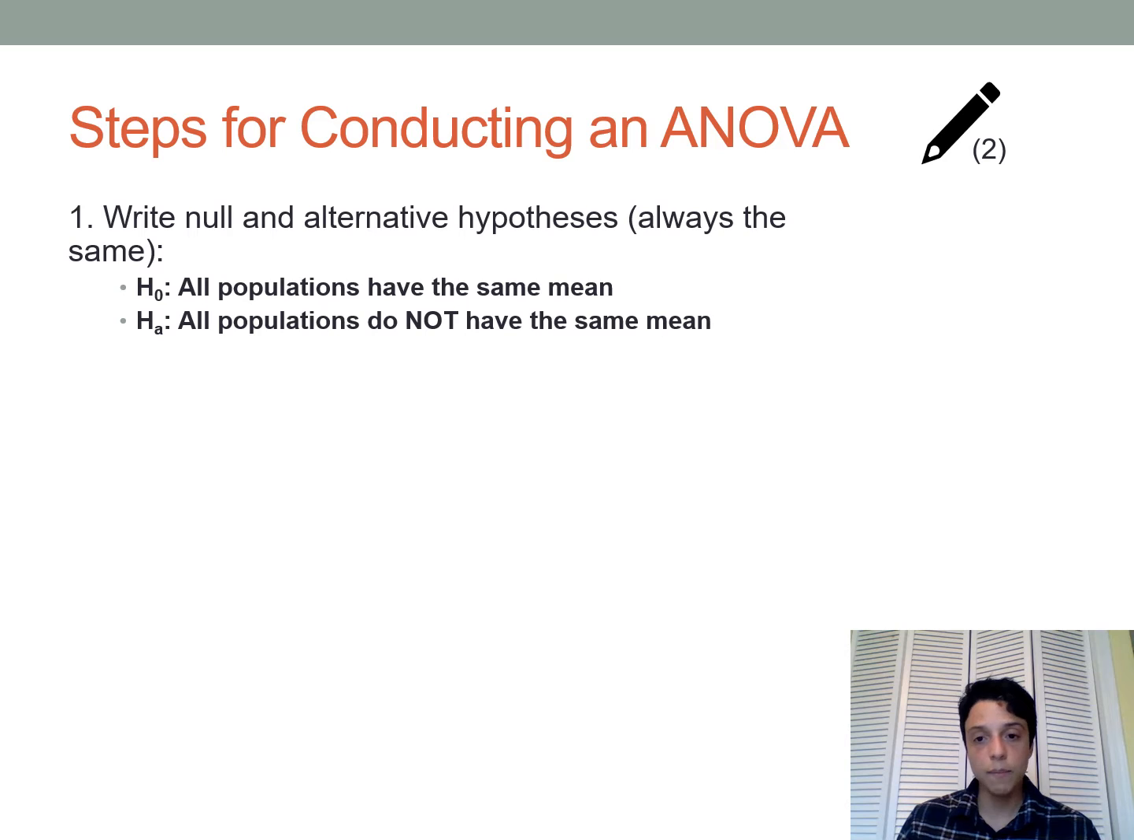So if you reject the null hypothesis, you'll have evidence that at least one of the populations you're interested in has a different mean than some of the other populations you're looking at.